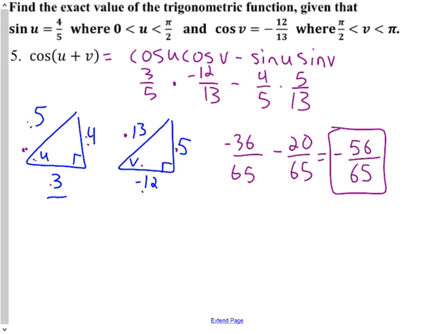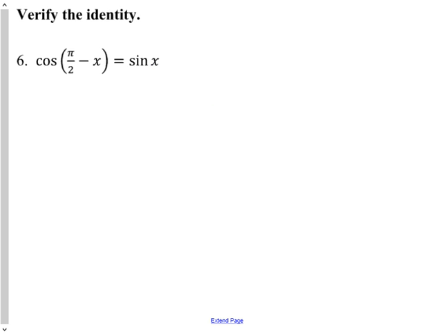Moving on, verifying the identity. So go ahead and use the cosine u minus v rule and see if you can verify to get sine of x on this one. Pause it and try it yourself.